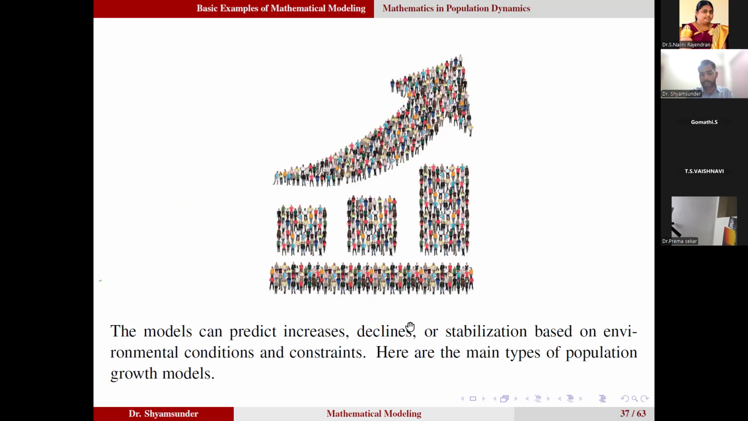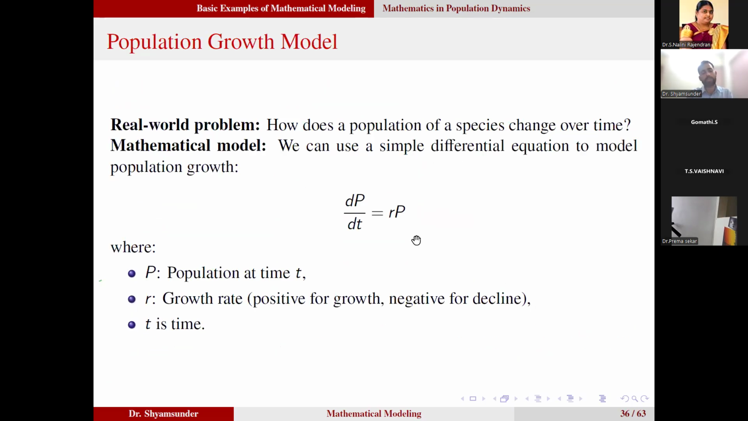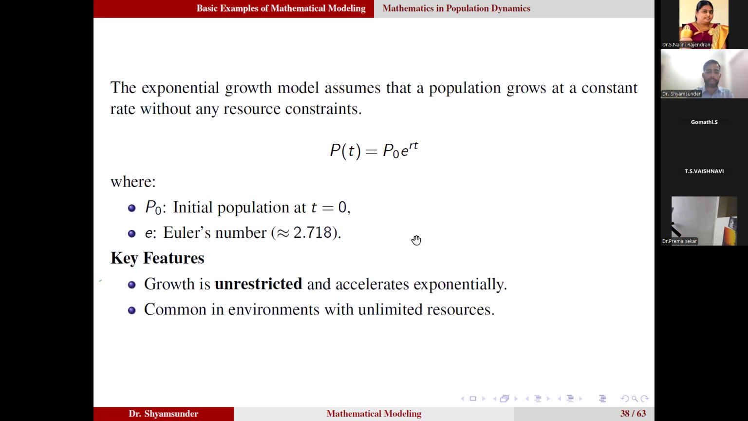Then we solve this differential equation, which is very easy. Then we go to the exponential form. The exponential growth model assumes the population grows at a constant rate without any resource constraint. P naught is the initial value at time t naught, at time t, and e is Euler's constant. The key feature is that growth is unrestricted and accelerates exponentially. Here e is known as the exponential function, and commonly the environment and resources ultimately limit it.